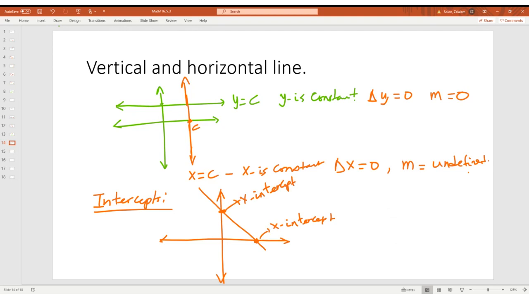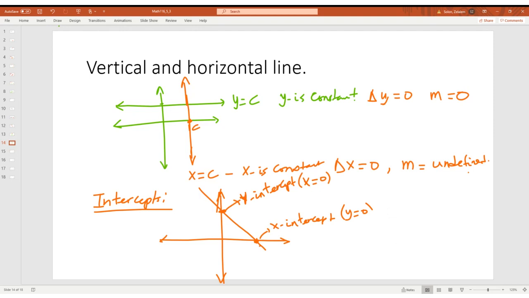So what is unique about this? This is y, okay? The top is y. So what is unique about these 2 points is on the x-axis, y is 0. So to find the x-intercept, you set y equal to 0. On the x-axis, y is 0. On the y-axis, x is 0. So to find y-intercept, we set x equal to 0.